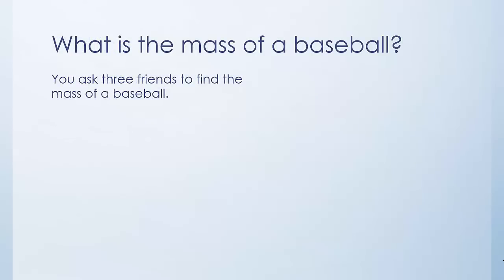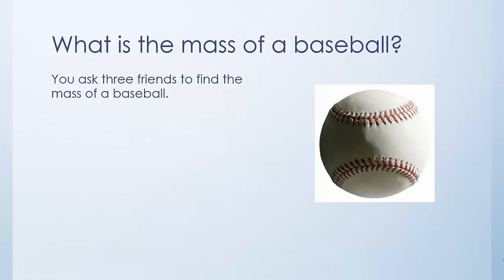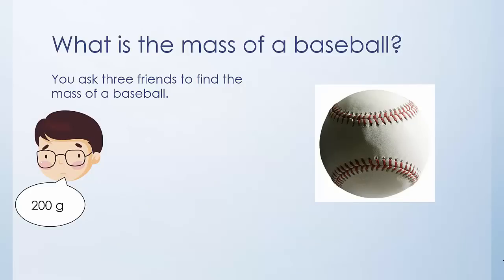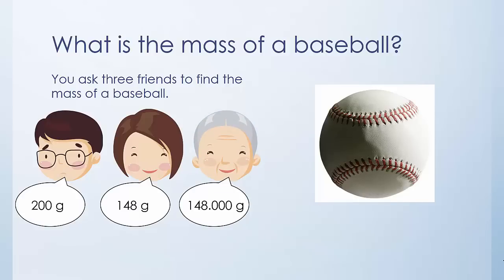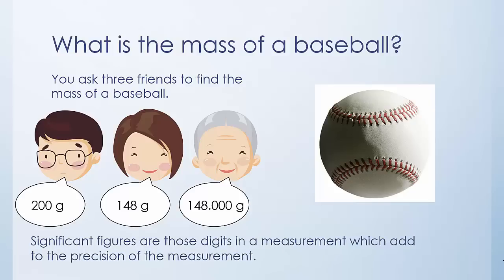So, in order to give you an idea what significant figures are, I want you to imagine that you ask 3 friends to find the mass of a baseball. And you have these 3 friends and they come back with different answers. Your first friend says the mass of the baseball is 200 grams. The next friend 148 grams, and your last friend 148.000 grams. Alright. Significant figures are those digits in a measurement which add to the precision of the measurement.